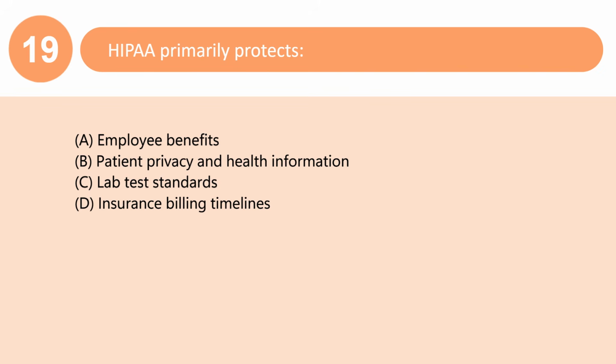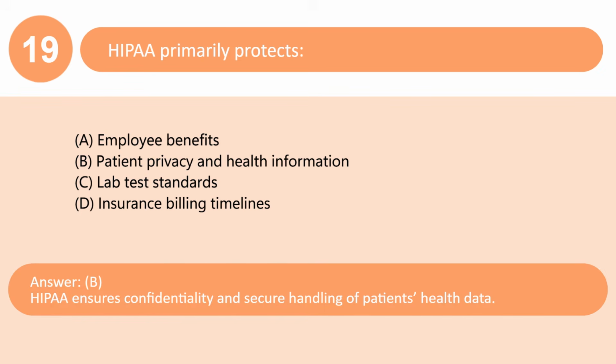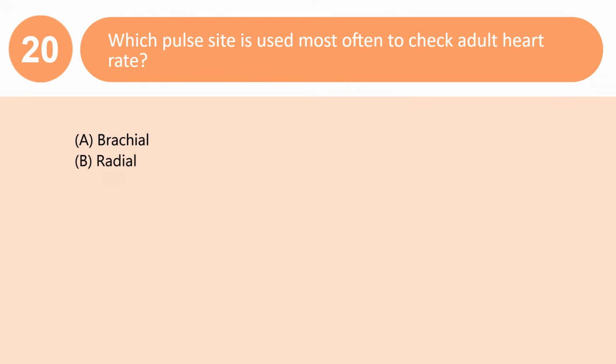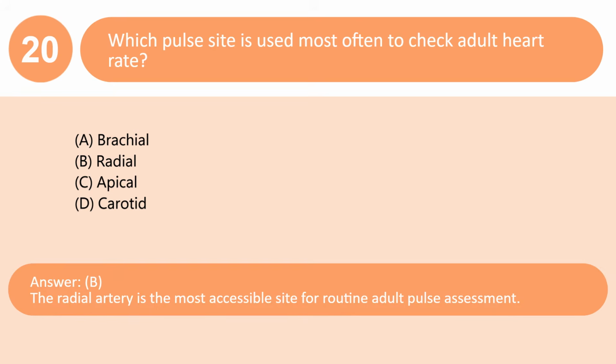D. Insurance billing timelines. Answer: B. HIPAA ensures confidentiality and secure handling of patients' health data. Which pulse site is used most often to check adult heart rate? A. Brachial. B. Radial. C. Apical. D. Carotid. Answer: B.